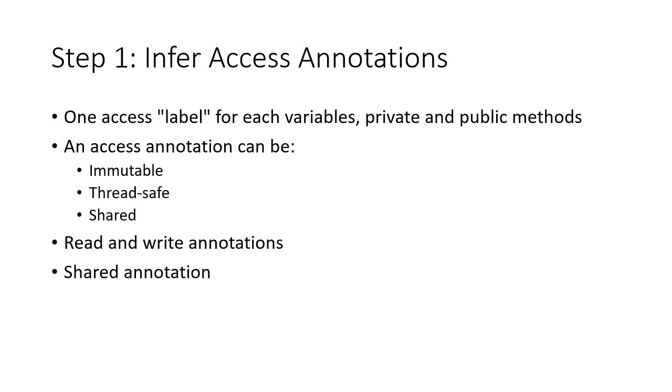In Step 1, static analysis is performed on the source code to infer access annotations. Access annotations are associated with each variable, private and public methods. There exist 3 types of annotations: immutable, thread-safe, and shared. Immutable means that either it is, for example, an integer or a string, or that it is never updated. Thread-safe means that the variable is implemented to be used in a multi-threading context, for instance, a synchronized array list. And shared means that it must be protected by some kind of lock mechanism.